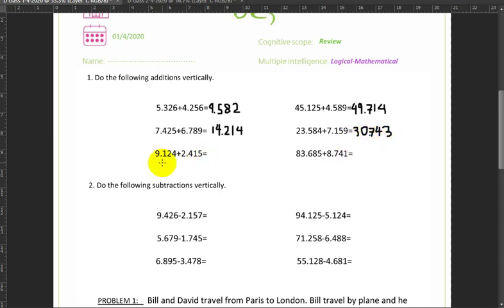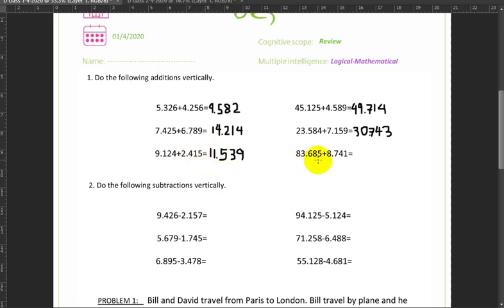Next up, we have 9,124 plus 2,415. 4 and 5 makes 9. 1 and 2 makes 3. 4 and 1 makes 5. 9 plus 2 makes 11, and I write the whole 11 because I've got nothing else to add.